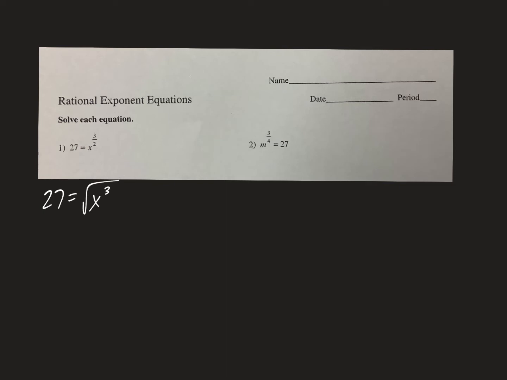Now, if we want to continue this, we can square both sides to cancel out the root, and we're going to get 729 is equal to x cubed. And finally, we'll go ahead and take that cube root to counteract the cube. If you take the cube root of 729, you can do it in your calculator. You should get that 9 is equal to x.